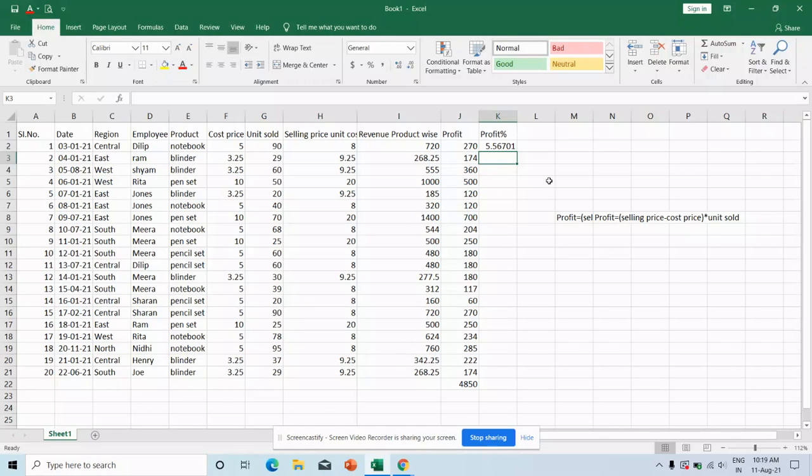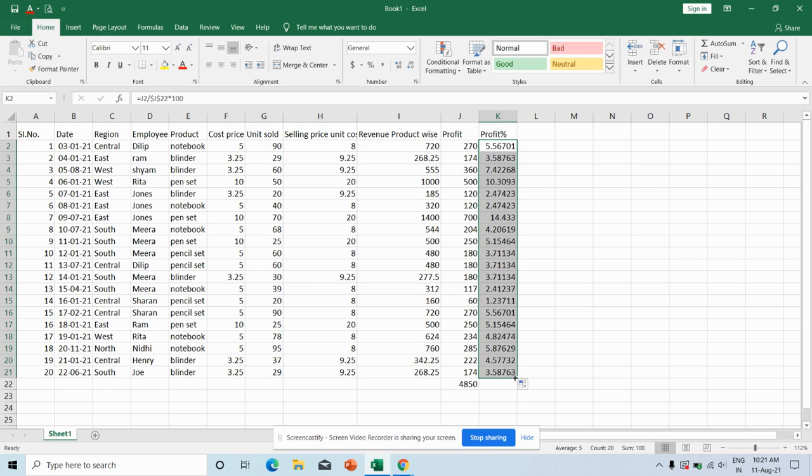Now see why I'm using this dollar sign. The reason is I have to find this profit percentage for each and every cell, and the denominator will remain the same, that is 4850. So for that I use $J$22. With the same formula I can find other values also. So this is all about how to find profit and how to find profit percentage.